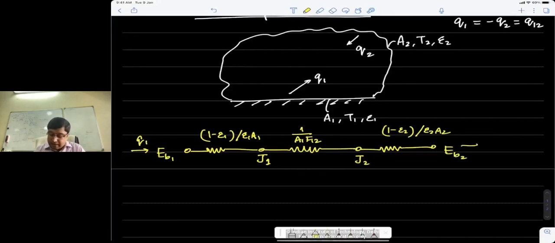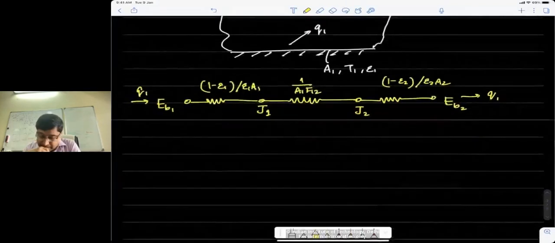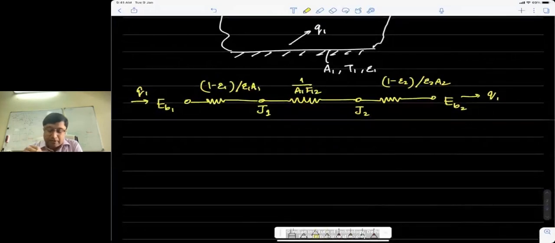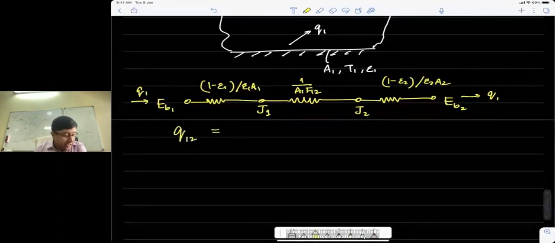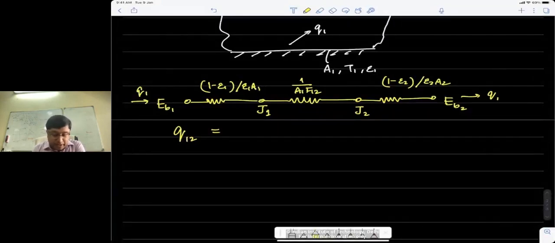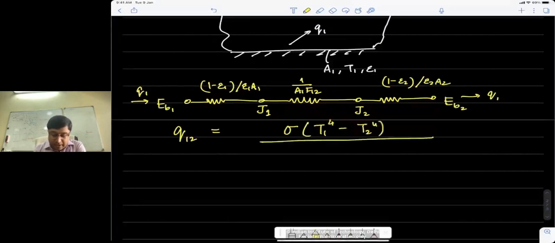So let's say the surface temperatures T1 and T2 were known. Then I can write that the net rate of heat exchange, or radiative heat exchange, in this problem would just be the difference of potentials divided by the total resistance. The difference of potentials is Eb1 minus Eb2, and I know Eb1 is sigma T1 to the power 4, Eb2 is sigma T2 to the power 4. So I can write this as sigma (T1^4 minus T2^4) divided by the total resistance.